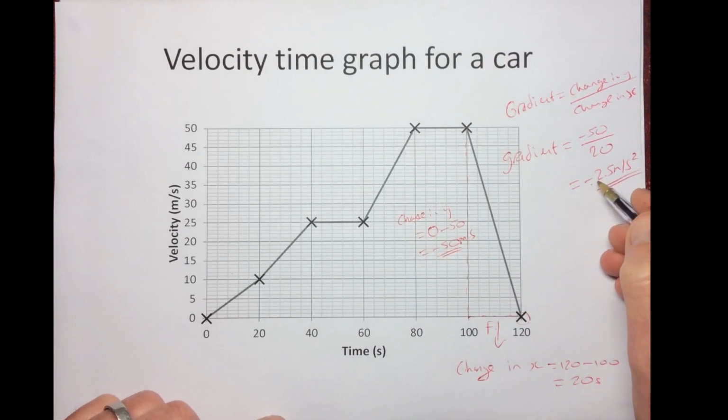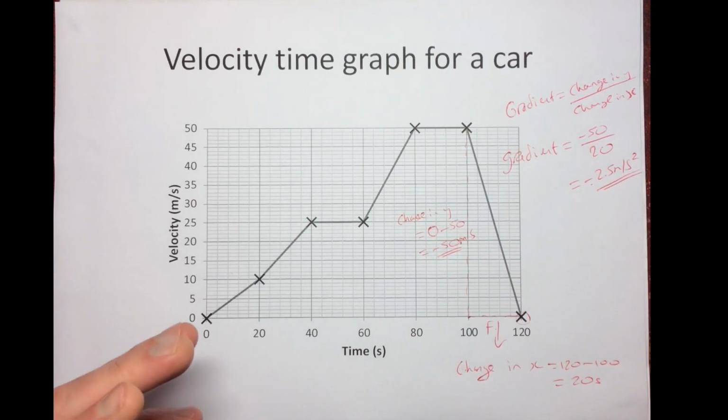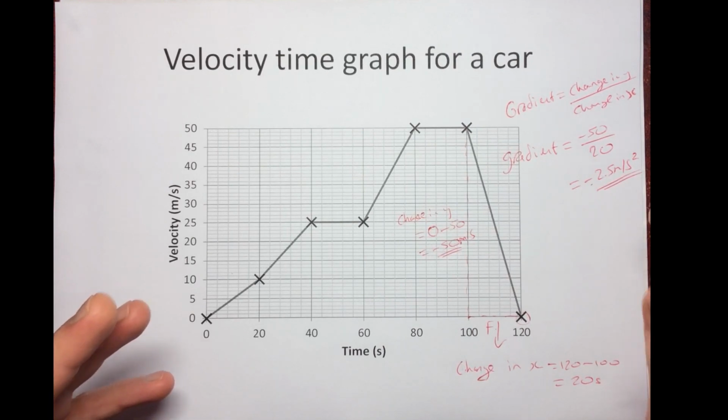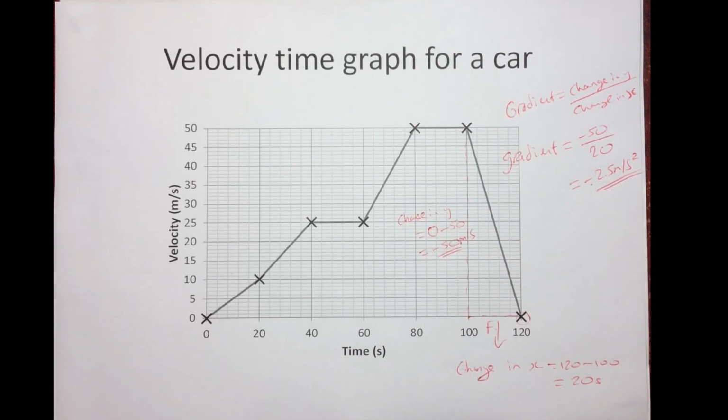It's a minus value. Now, why is it a minus value? The minus value just represents that you're decelerating, or it's a negative acceleration. You're slowing down. Your velocity is decreasing.